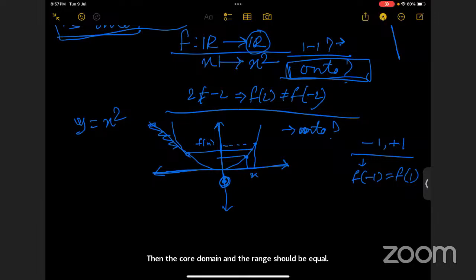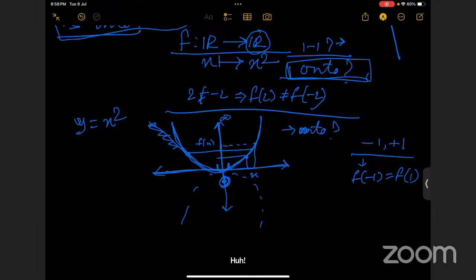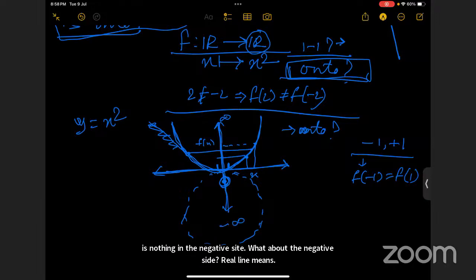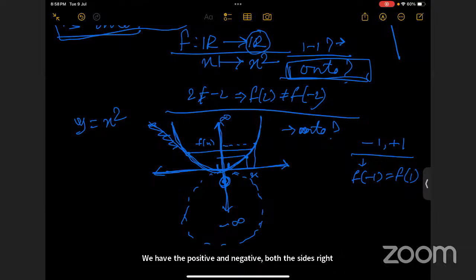But see here, the codomain is 0 to infinity, right? This is our codomain because our function is on the positive y-axis, right? There is nothing in the negative side. What about the negative side? Real line means we have the positive and negative both sides, right? Yes, ma'am. But then I just want to ask you something.